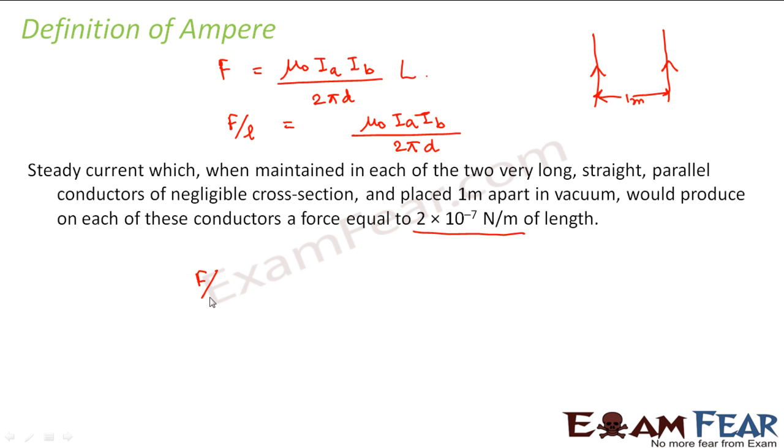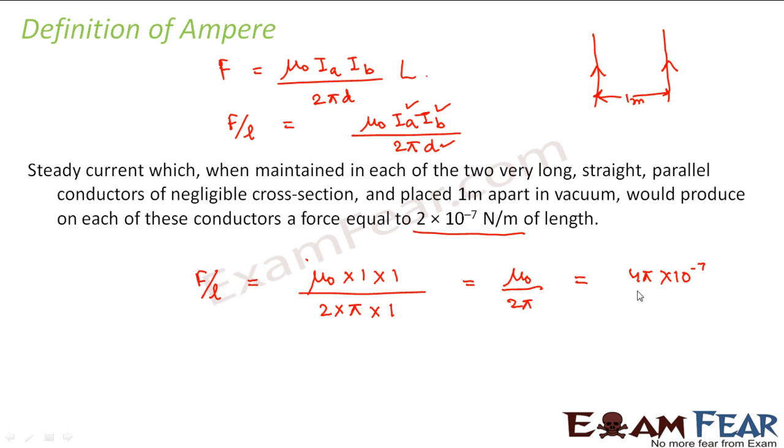If you look at this equation F by L, if you try to calculate the value of F by L considering current in each of them as 1 ampere, what do you get? And also considering that the distance between them is 1 meter. So this will also become 1. So you will get this value as mu naught by 2 pi. That will be equal to, we know that mu naught is equal to 4 pi into 10 to the power minus 7. So this divided by 2 pi. So this will be 2 into 10 to the power minus 7 Newton per meter.